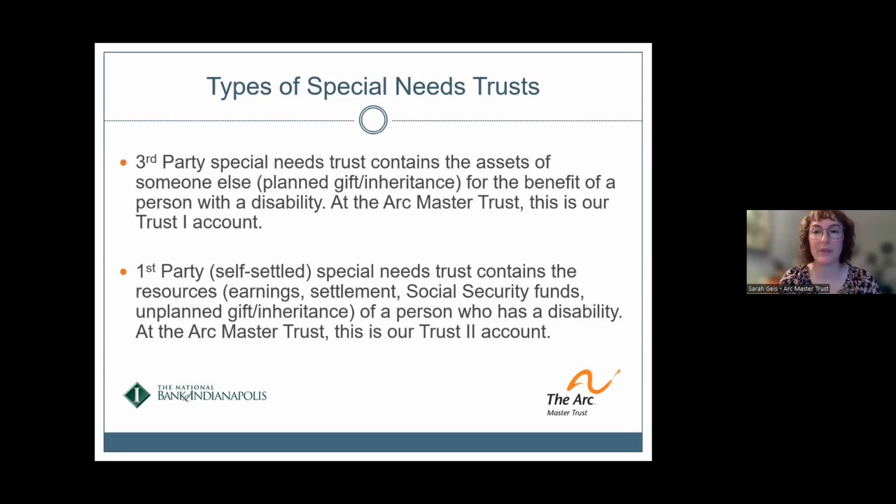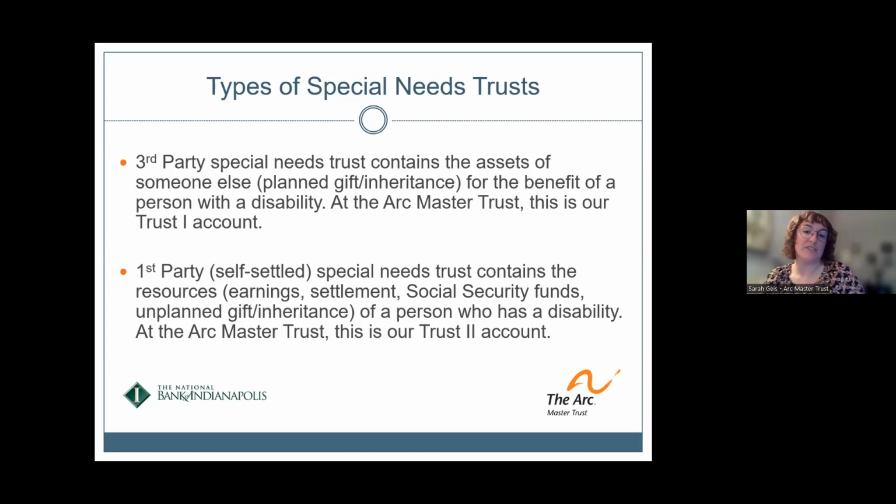The individual who is setting up the third-party trust, who plans to donate into that trust for the benefit of the beneficiary, is typically referred to as the donor. So throughout this, you might hear me use that word, and that's who I am referring to. At the Arc Master Trust, we do administer a third-party trust, and we call that our Trust 1 account. We call it Trust 1 because this was the first type of special needs trust that we began to administer back in 1988.